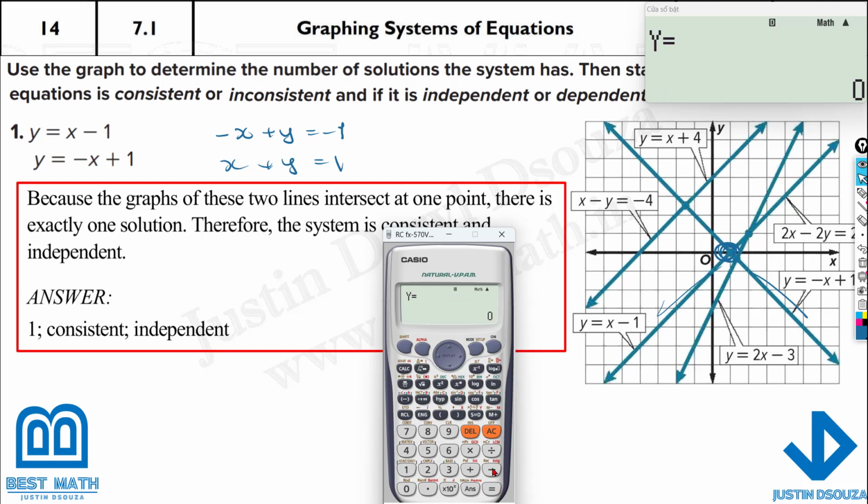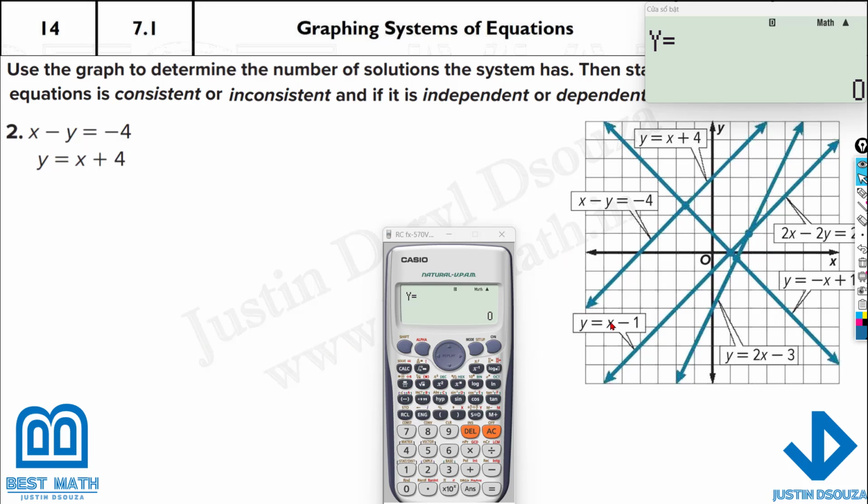So the answer is x and y. You get a point. It is intersecting at 1 and 0. Yes, that's the point. That means it is consistent and independent whenever you have a solution in the calculator, and we have only one solution. That means a point where they intersect. What about this one? Let me try in the calculator, and then let me look into the graphs.